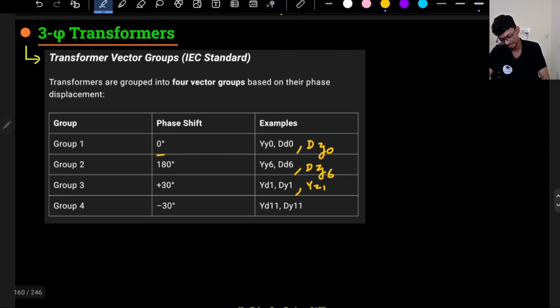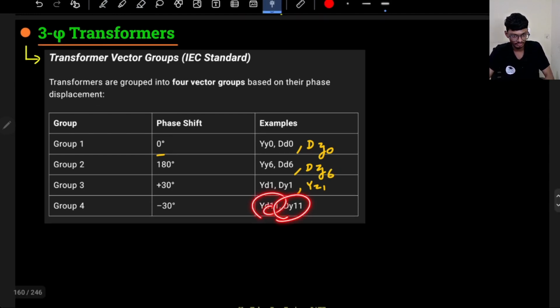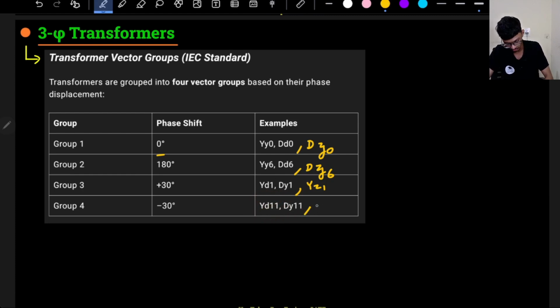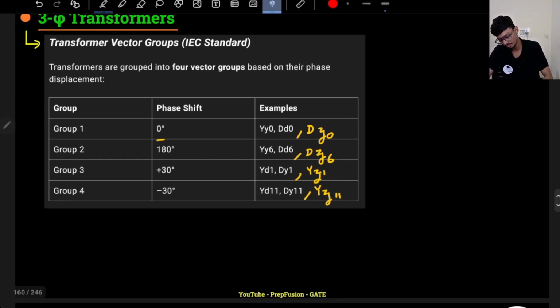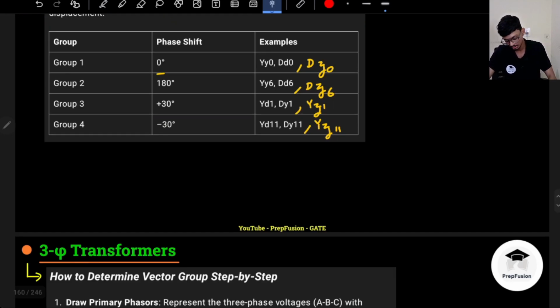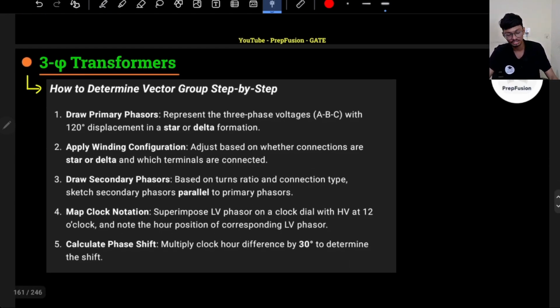Okay, then it is Yd11, Dy11 and Yz11 also is a possibility. Okay, got it? So plus 30, minus 30, all these are phase differences. I hope you can understand. So these are the conditions, like how to determine the vector group.